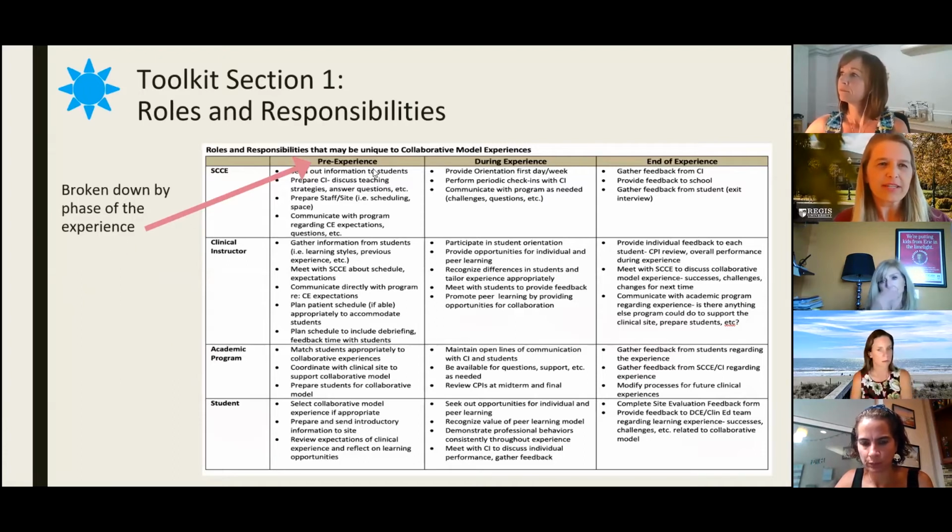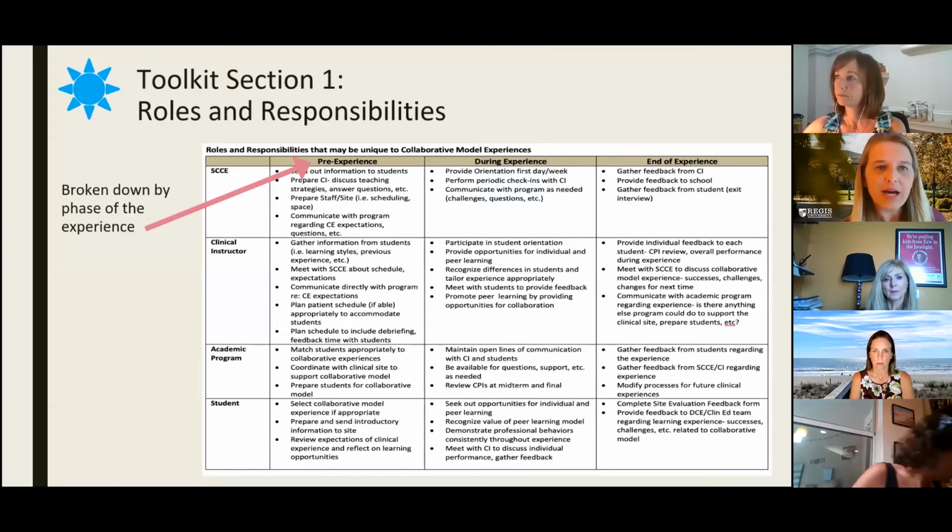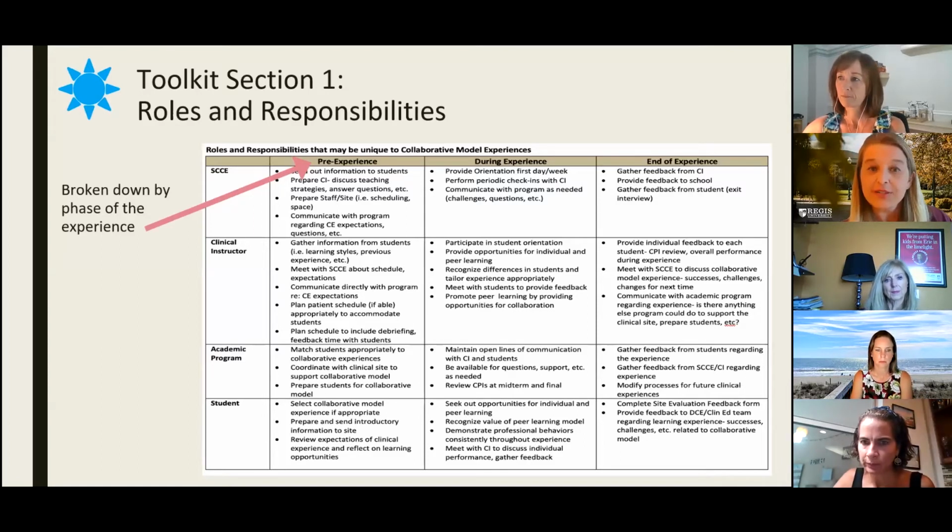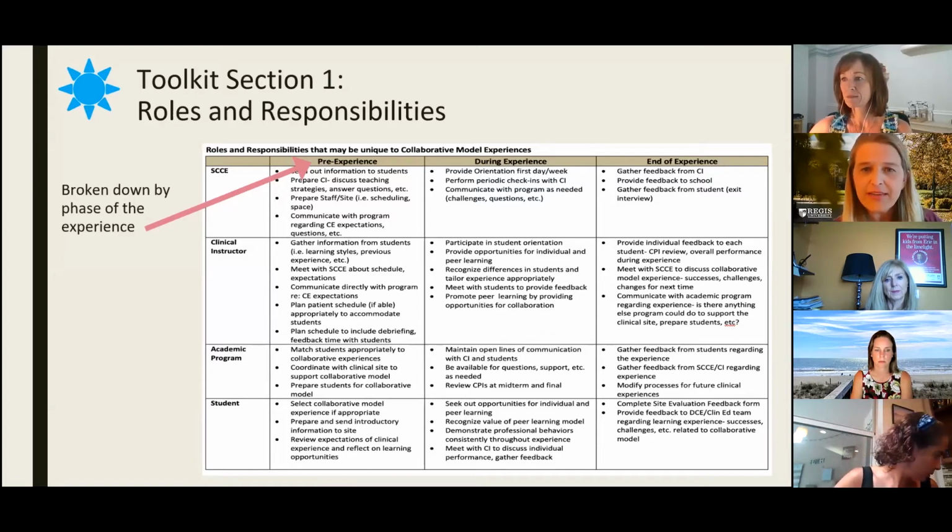So we've moved on here to the toolkit. This is our first time to dive into the toolkit. If you look on page 3, here is our section about the roles and responsibilities of each member. You can see how it's broken down into the different phases of the pre-experience, then during the experience, what each role needs to be doing, and then at the end of the experience, how they wrap that up.